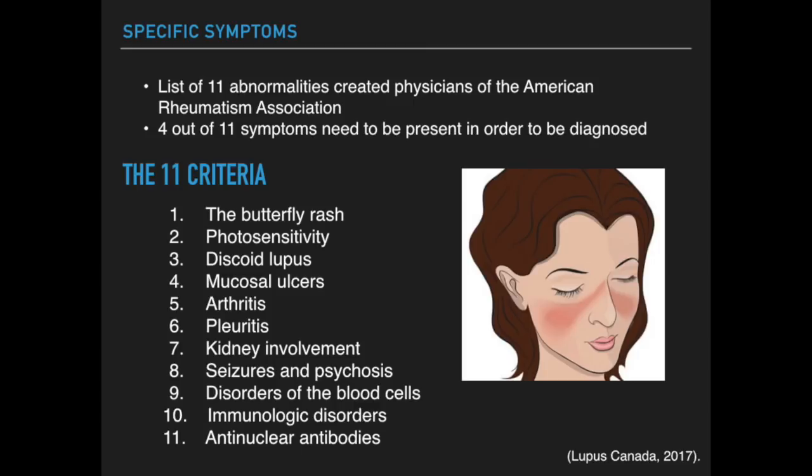Number 8, seizures and psychosis caused by the central nervous system. Number 9, disorders of the blood cells, causing autoantibodies to attack the blood cells. Number 10, immunologic disorders, which refers to 4 antibodies that are found in the blood. Number 11, anti-nuclear antibodies, which are present in almost every patient with SLE.